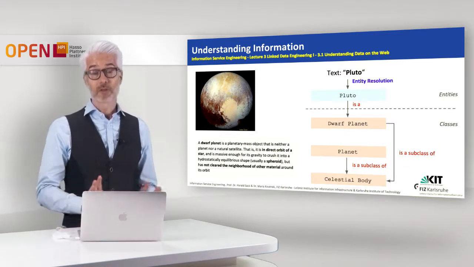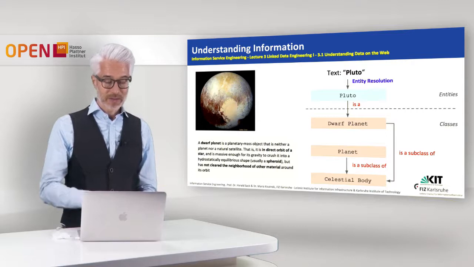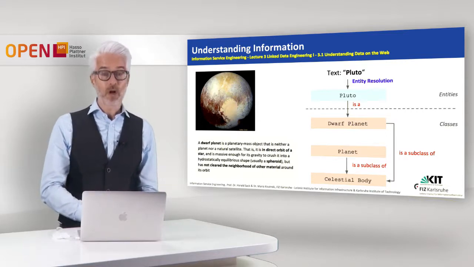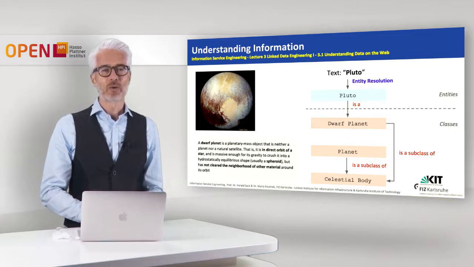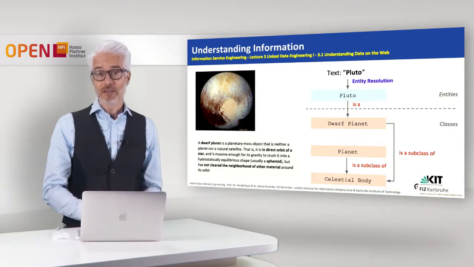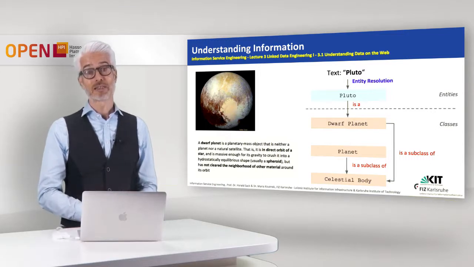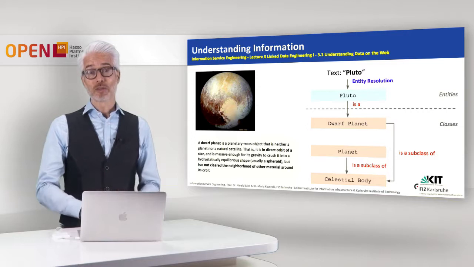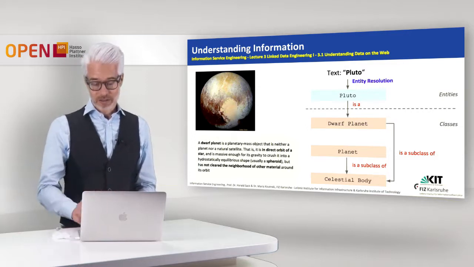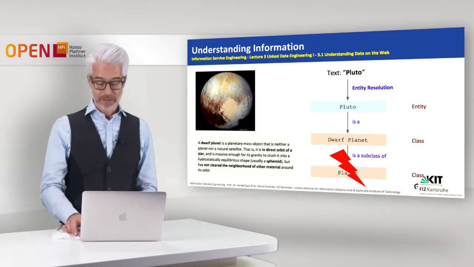So dwarf planet, of course, is not a planet. Dwarf planet as well as planet, both are celestial bodies. A dwarf planet, as Wikipedia says, is a planetary mass object that is neither a planet nor a natural satellite, and so on and so on. So it's something different. You see here, it depends somehow how you organize your knowledge, how you put information and semantics in it to make clear that a dwarf planet is not a planet and that these two things are not necessarily related. They are only related by joining together in the same superclass, which is here the celestial body. So therefore, dwarf planet isn't a planet anymore.